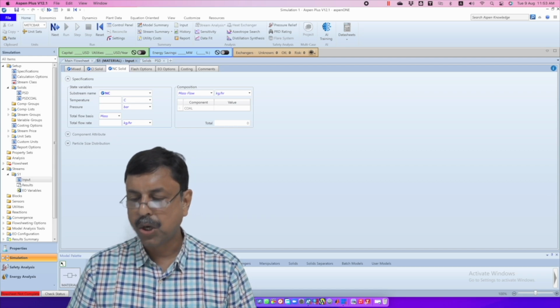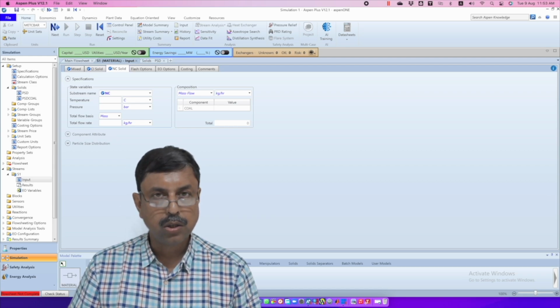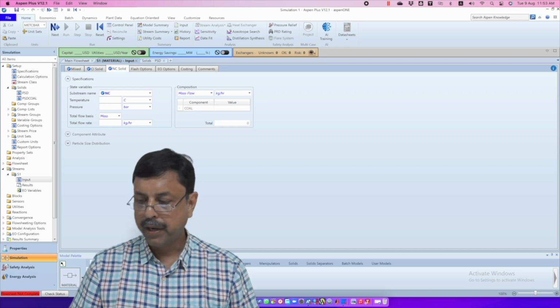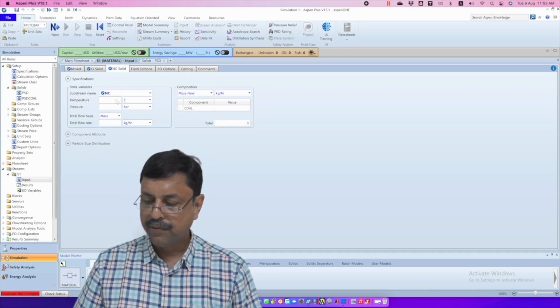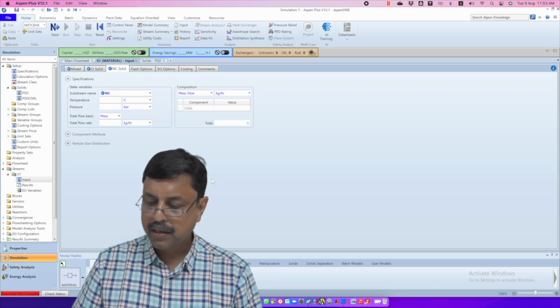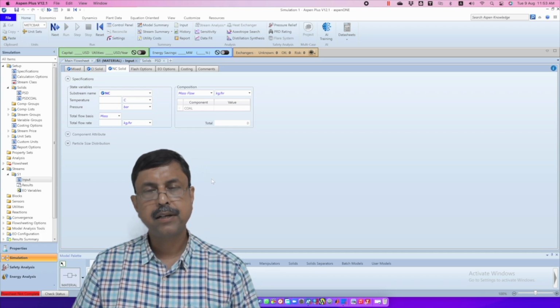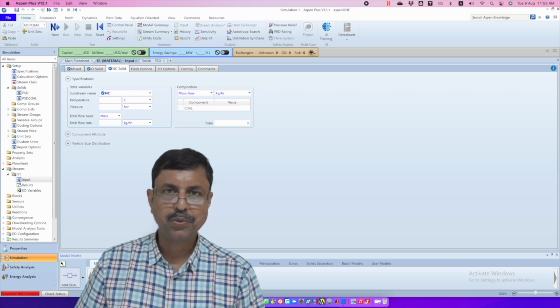In a similar manner, you can give the information of the non-conventional components. Here we have chosen coal, so you can give the information of coal flow rate, temperature and pressure. Then you are ready to do the simulation with that stream. So with that, we come to the end of this lecture. Thank you.